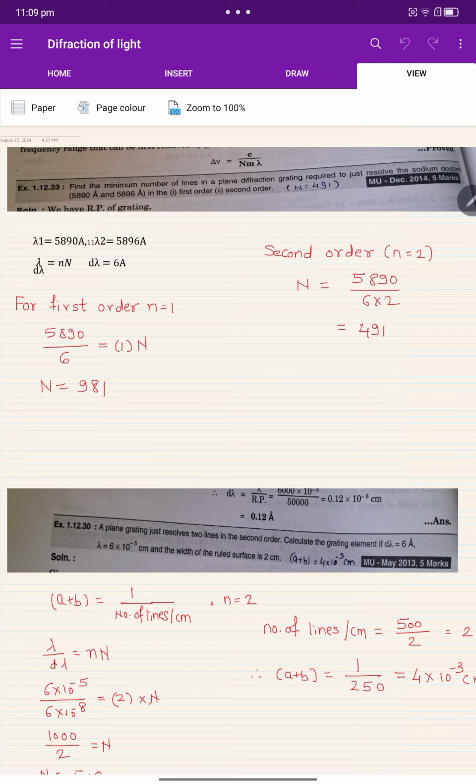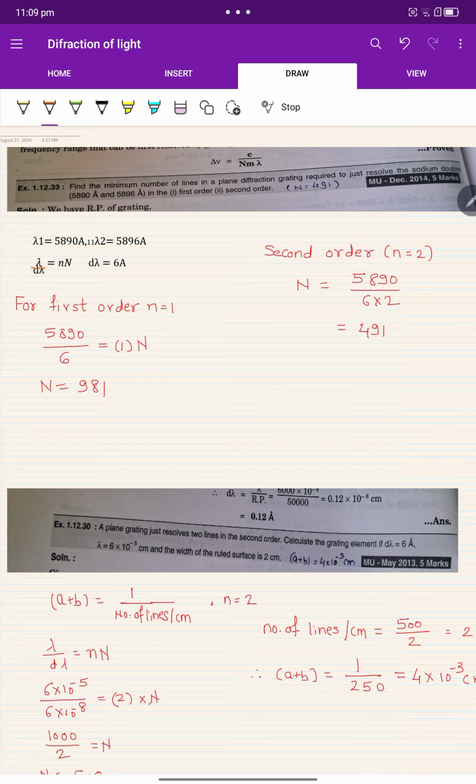Now we know the formula for resolving power as lambda upon d lambda is equals to n into N. Here d lambda is the difference in the wavelength, which is 6 Armstrong, and small n is the number of orders and capital N is the total number of lines.